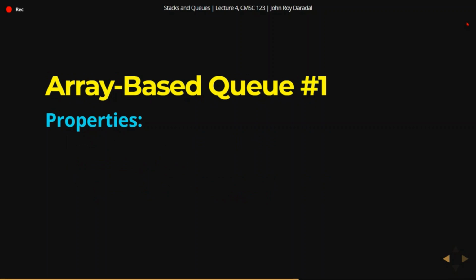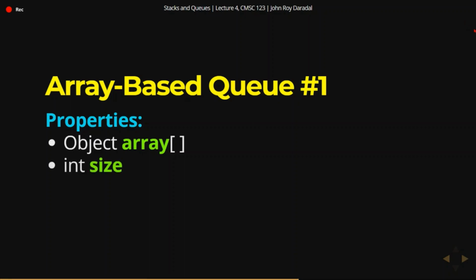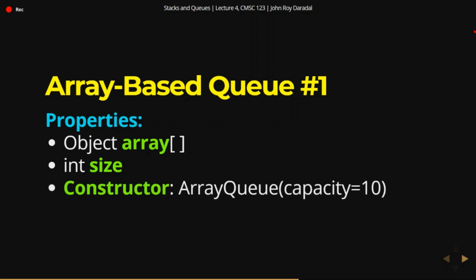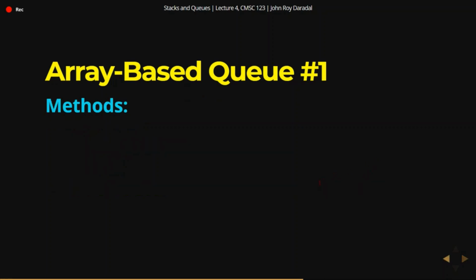Let us now go to our queue implementations. Starting with a simple implementation of a queue using an array. So we'll also use two properties here: an array of objects and int size. So keep track of the size. And then as usual, we will still use the constructor with the default value for the capacity so that we could call it with or without the capacity parameter. Okay, just like in array stack.